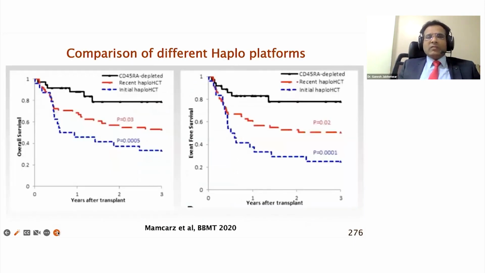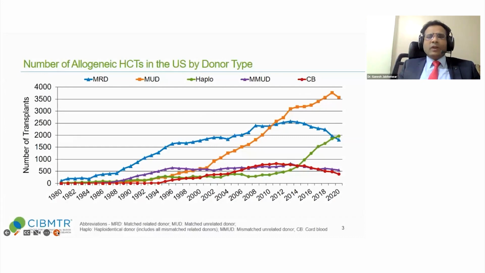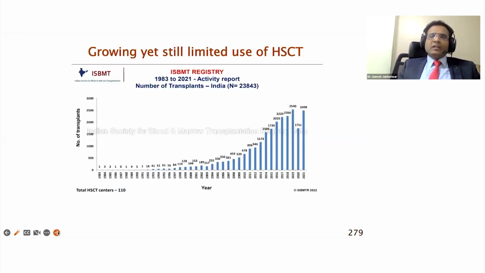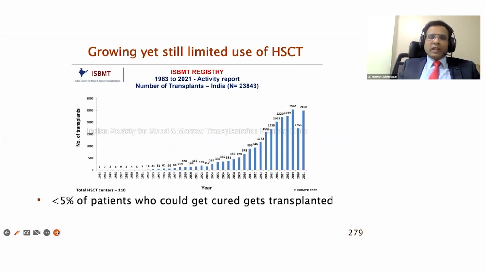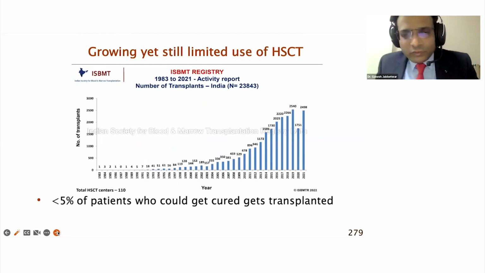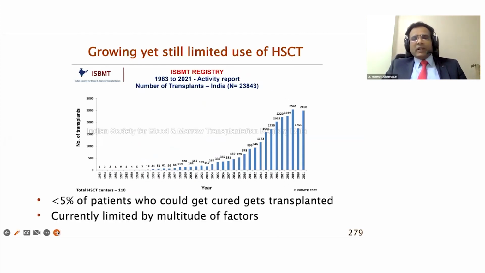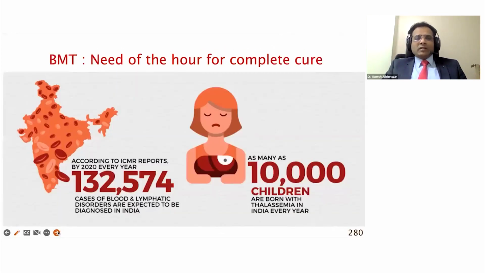You can see in these graphs, CD45RA depleted, the black curves, have the highest survival in the long run. The number of alternative donor transplants is on a high rise, mostly haploidentical stem cell transplant; this was in North America, this was in Europe, and the same is true even in India. The number of haploidentical and alternative donor transplants is on a high rise. Even so, less than 5% of the patients who actually need bone marrow transplant in India are getting transplanted. This is limited by a multitude of factors. For example, more than 10,000 children are born with thalassemia every year.